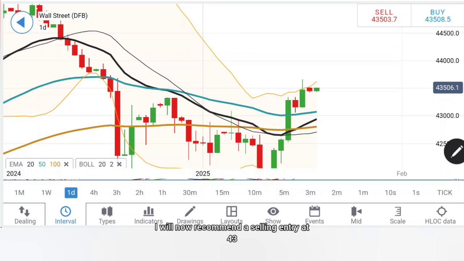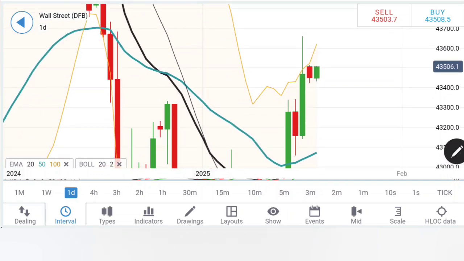On the downside, I will now recommend selling at 43,440 levels, expected to move towards 43,400, 350. And if 43,350 is taken today, you can just stay short for 43,200 levels possibly.